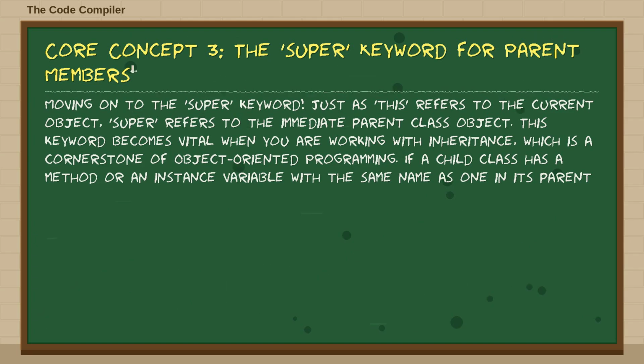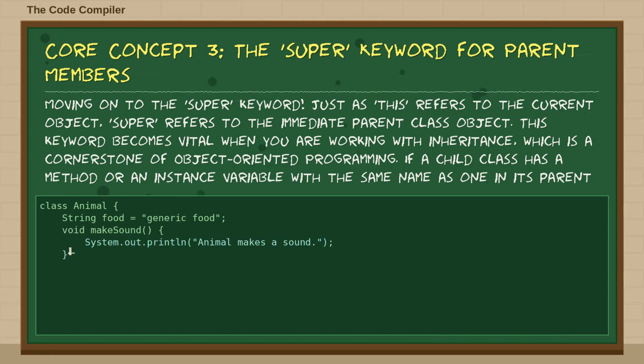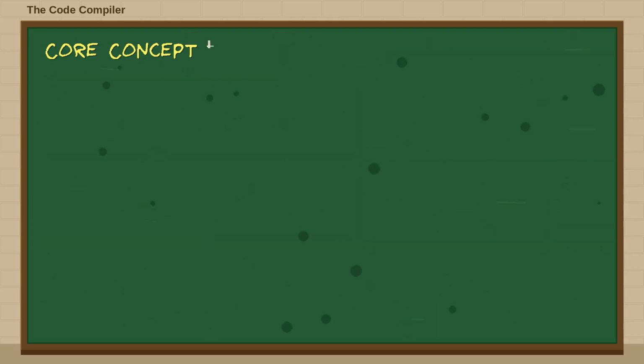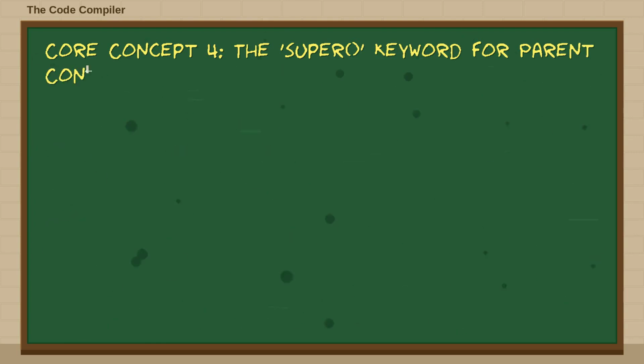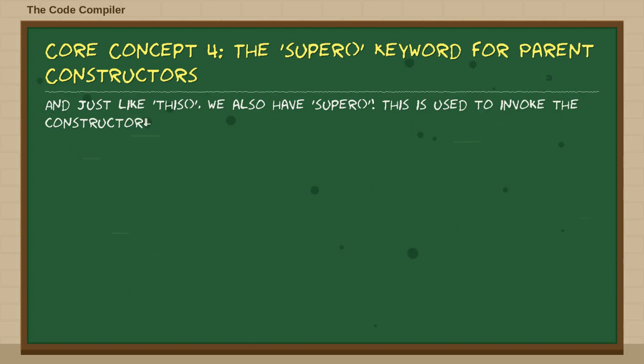Similarly, super.variableName will access the parent's instance variable. This ensures you can leverage and extend parent class functionalities while still having the flexibility to specialize in the child class. And just like this(), we also have super(). This is used to invoke the constructor of the immediate parent class.